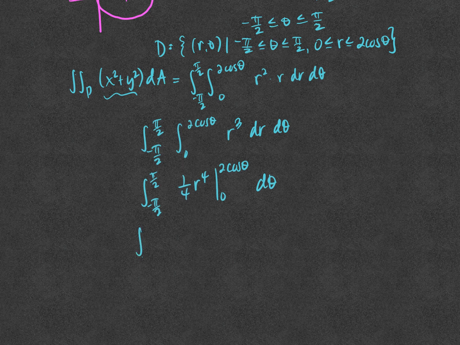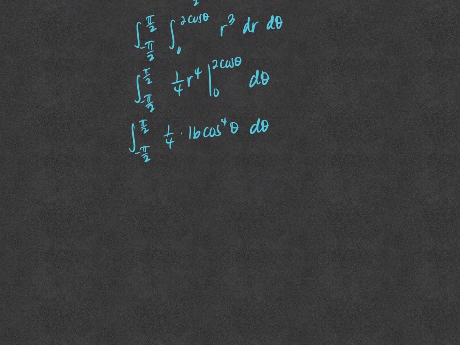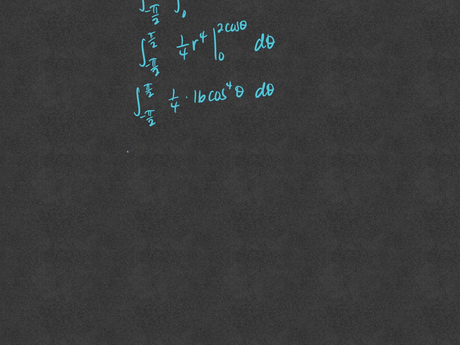So now we have negative pi over 2 to positive pi over 2. We have 1/4 times 2 to the fourth is 16 cosine to the fourth theta d theta. So 16 times 1/4 is 4, and I'm going to pull that out front. Negative pi over 2 to positive pi over 2, cosine to the fourth theta. Now cosine to the fourth you cannot integrate directly.